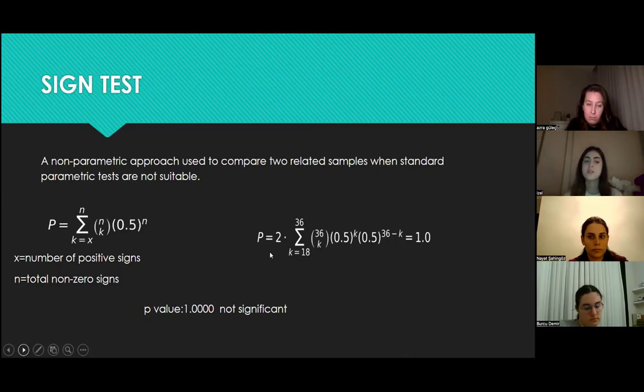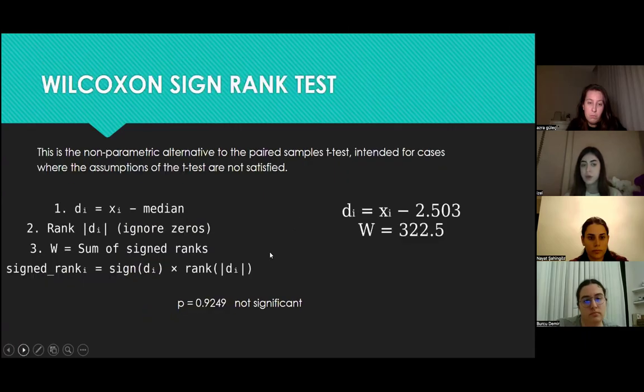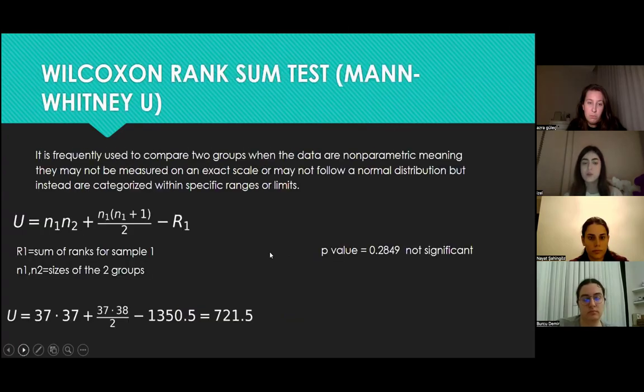Sign test, a non-parametric approach used to compare two related samples. If we apply this formula, we find it not significant. Wilcoxon signed-rank test: if we apply this formula, we find it not significant. Wilcoxon rank-sum test: if we apply this formula, we also find it not significant.